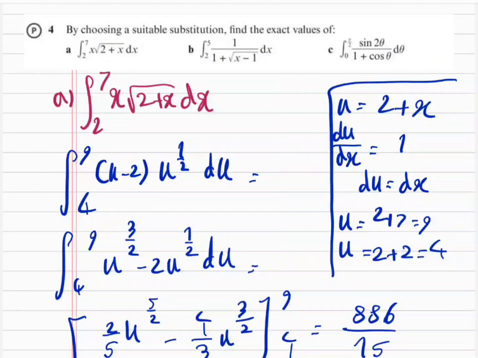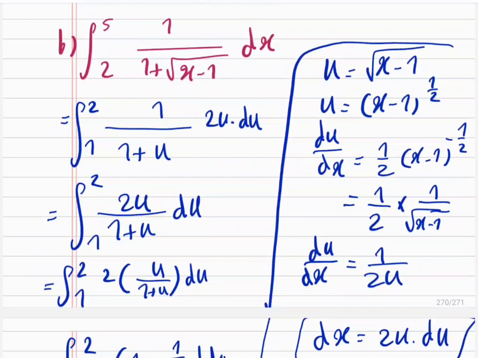Hi everyone, this video is on Exercise 11, Question 4, part B. So we have 1 over 1 plus root x minus 1, and we want to integrate this.